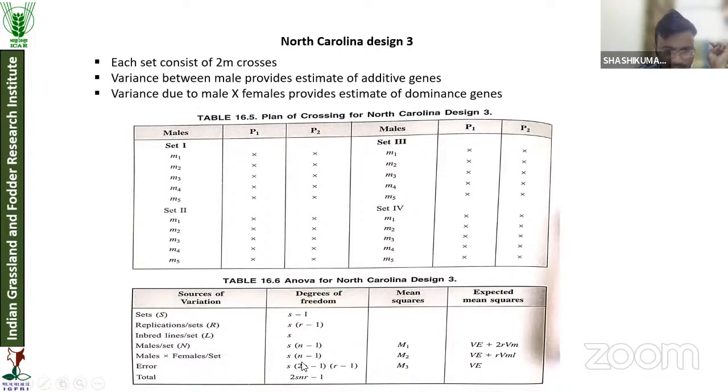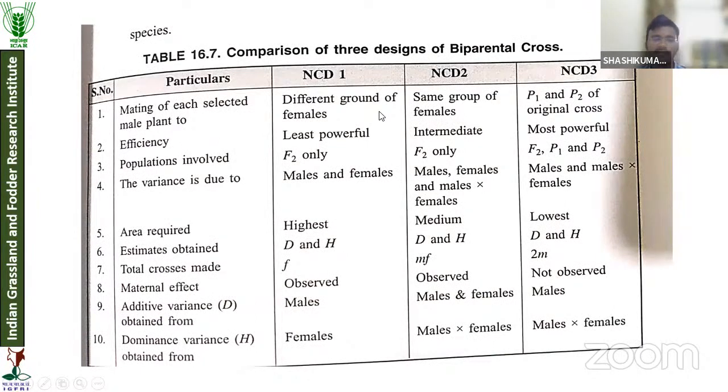So here the error degrees of freedom is equal to S per set, 2N, where N is the number of males, minus 1 and R minus 1. So this is for North Carolina design 3. So this is the comparison between the three designs, NCD1, NCD2 and NCD3. Here these three are designed based on the mating of male parents used.